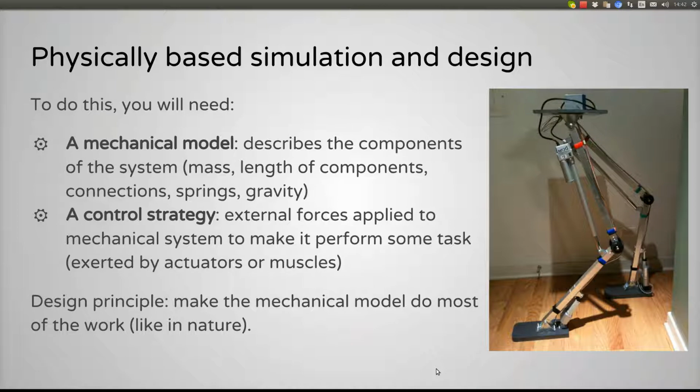But as a general design principle, we probably want to make the mechanical model, first of all, simple, but secondly, we also want it to do most of the work. So we want the mechanical model to hopefully be stable by itself. And that is actually how we walk. We use very little energy when we walk. And I think the principle here is to try and emulate nature as much as possible.